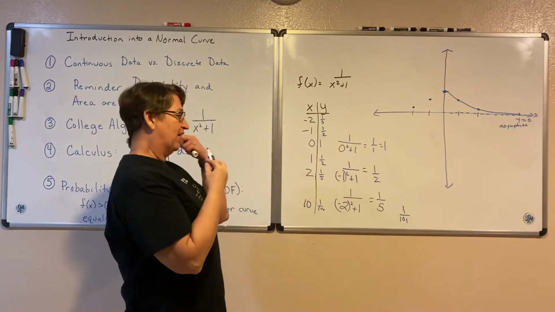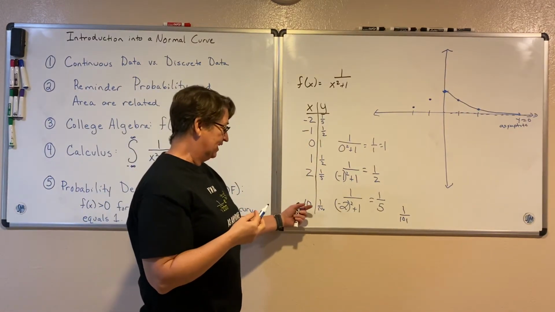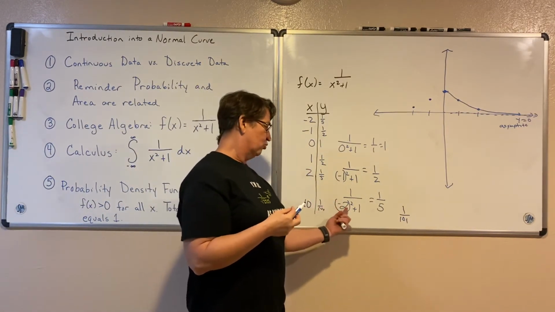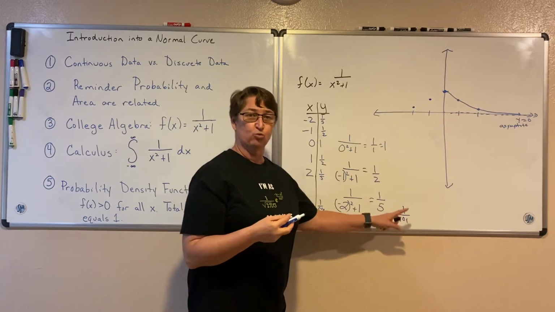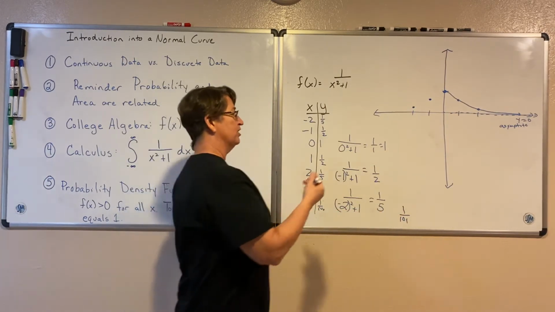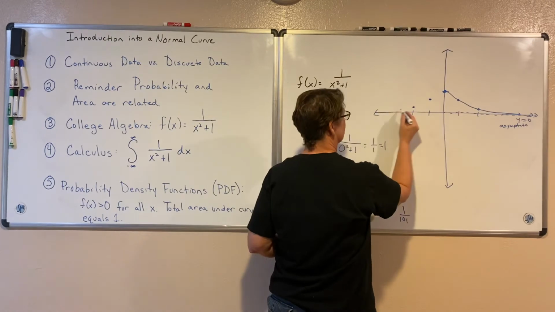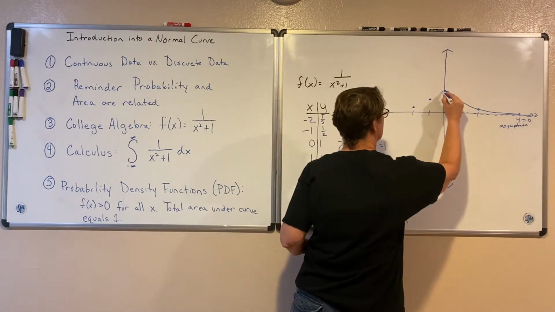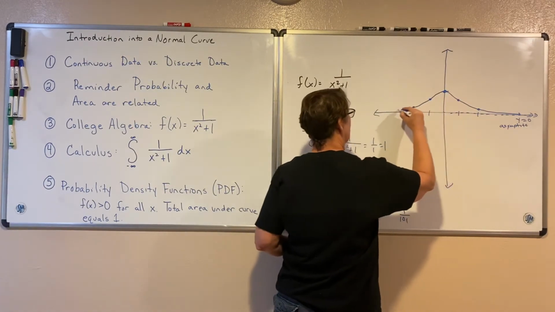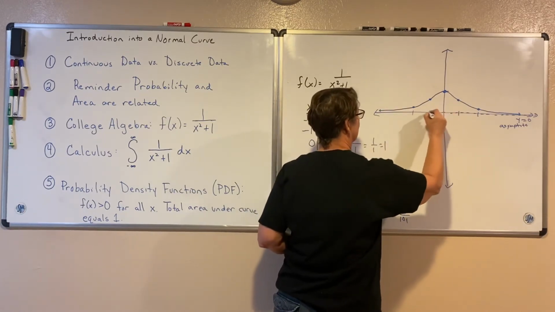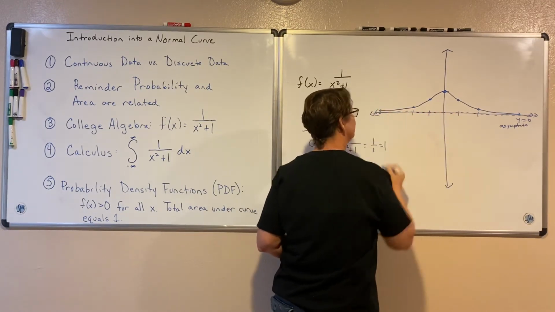And in fact, if I put in a -10, I'm going to get out, well, a -10 squared is going to be 100. 100 plus 1 is still 101. So it's still getting closer and closer to 0 without ever reaching it. So here we have that same asymptotic behavior on the other side.